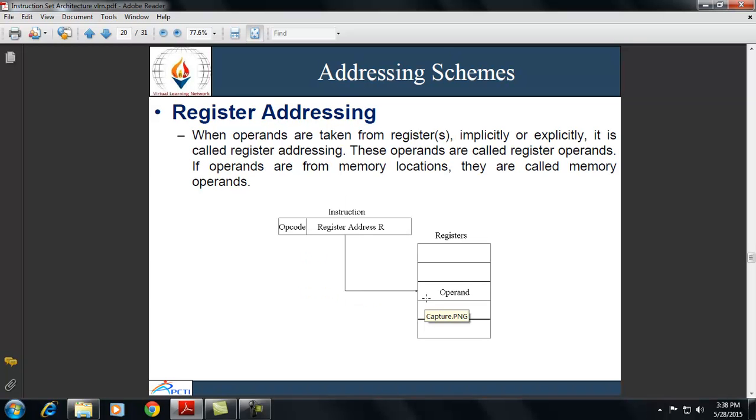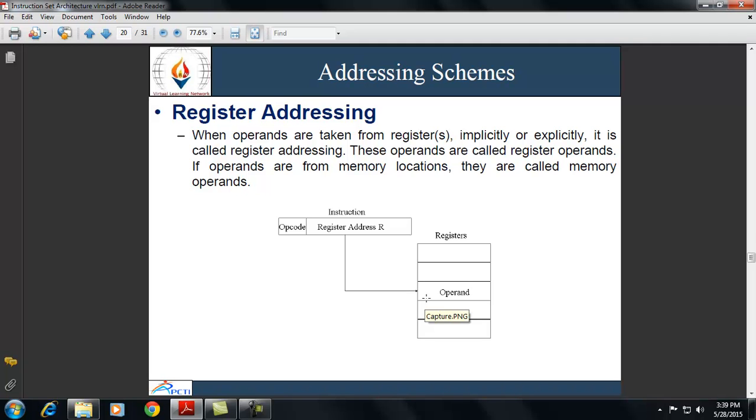If we talk about register addressing, register addressing means when the operands are taken from the registers implicitly or explicitly, then it is called register addressing, and the operands are called register operands. If the operands are from memory locations, then they are called memory operands. Register addressing is frequently used for storing local variables of a procedure or for holding pointers to structures in the programming languages.